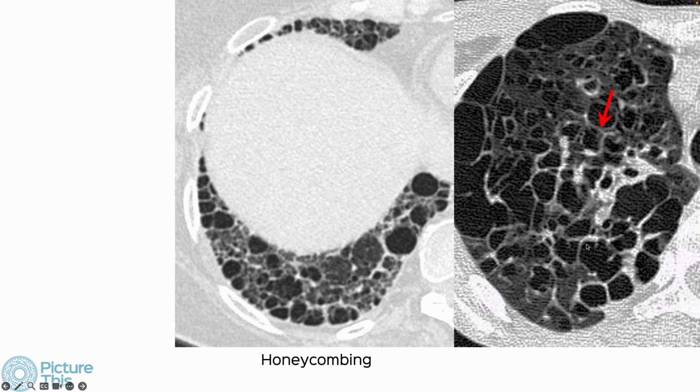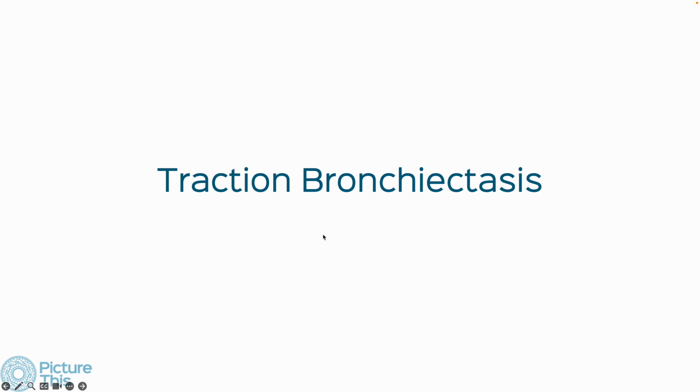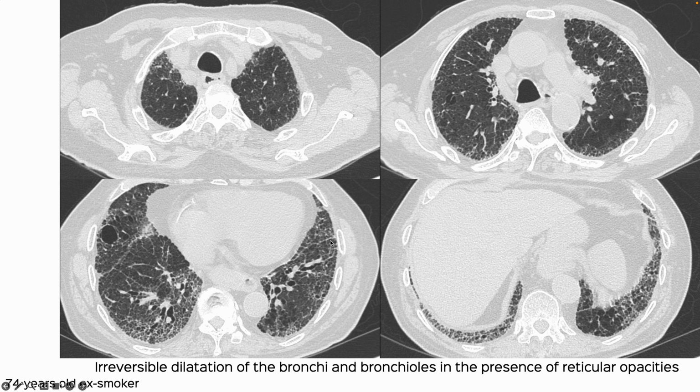And this patient has diffuse cystic lung disease because you have cysts with walls that are randomly distributed throughout the lung parenchyma. Traction bronchiectasis can sometimes look like honeycombing, especially if you're not familiar with these concepts. But the moment you look at the sagittal images, you should be able to differentiate traction bronchiectasis from honeycombing. Now, traction bronchiectasis, therefore, is also a sign of a fibrosing ILD, and you can see that here: irreversible dilatation of the bronchi and bronchioles in the presence of reticular opacities.